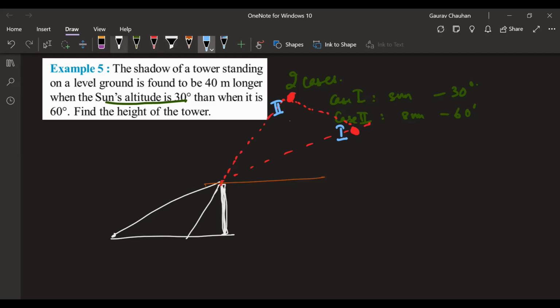Let me not confuse you with more numbers. In case one, the sun is at a 30 degree angle. This is my 30 degree angle, so it's forming a shadow on the ground, which means this is also a 30 degree angle. This is a straight line, from here to here. Sun's rays, we are going to assume that they travel in a straight line.